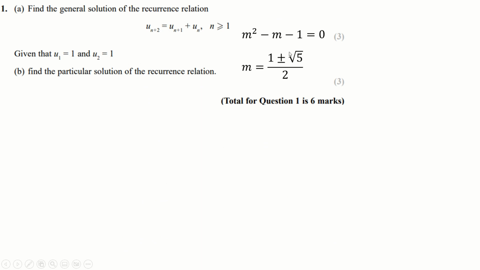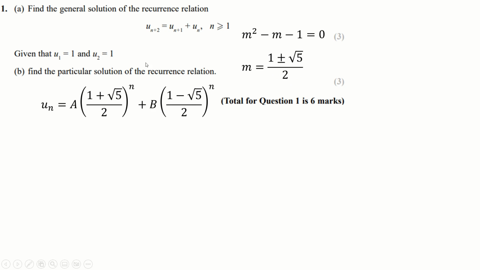And of course, if you've got two real solutions, which is what this is, then un equals a times the first solution to the power n plus b with the second solution to the power n, where a and b are some constants to be found. So we're given this and this, so when u1 equals 1, when you replace n with 1 here, these become 1s and this whole thing becomes a 1, and we get this.